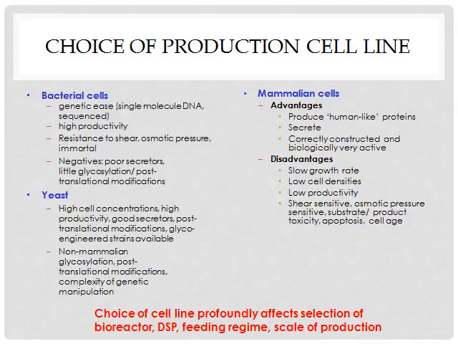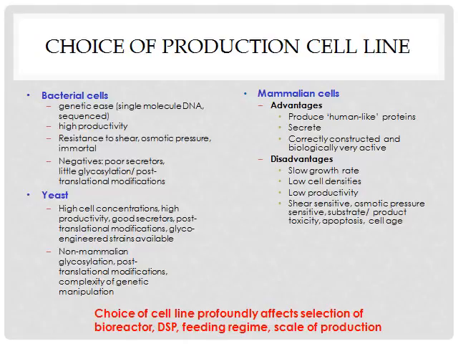The most important step in bioprocessing is the choice of the production cell line. The choice of the cell line or microorganism used profoundly affects selection of the bioreactor, the downstream processing, feeding regimen, as well as the scale of production.